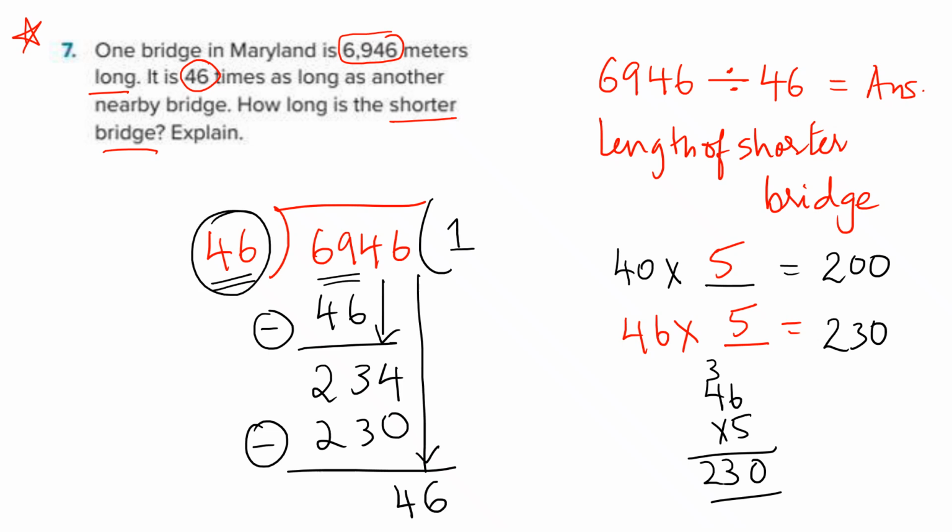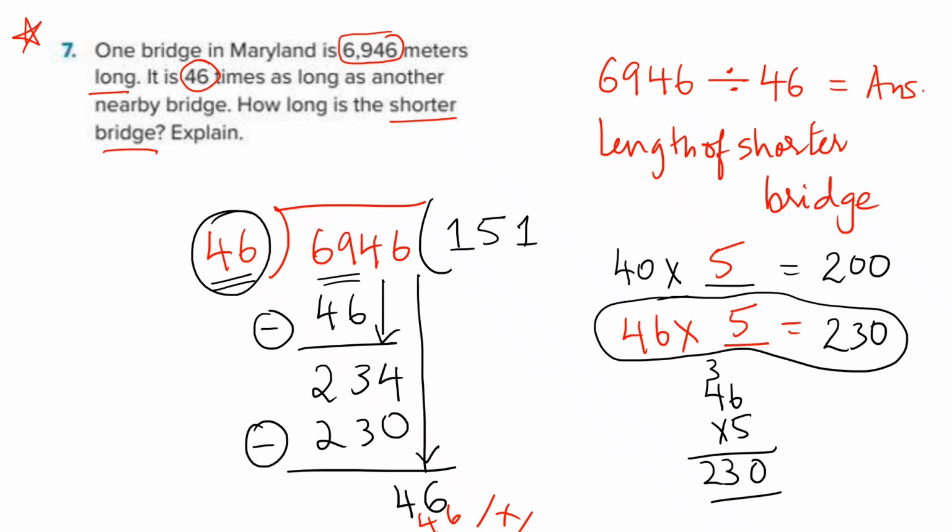So I first put here 5. Why did I put 5? Because 46 multiplied with 5 gave me 230, which I put here. So 46 multiplied by 5 to 30, I get 4, copy 6. So this is going to be 151. It's a perfect division. Nothing is left. Remainder 0. So what do you think is the length of the shorter bridge?